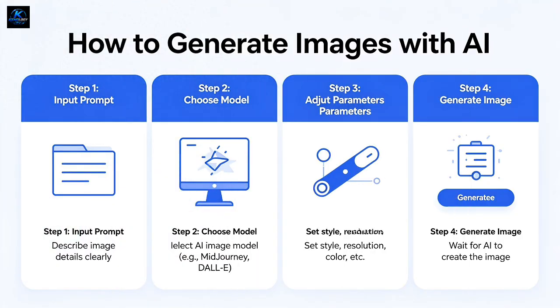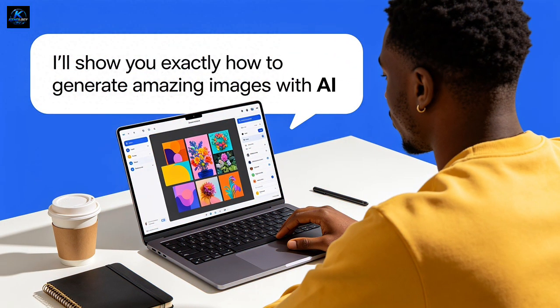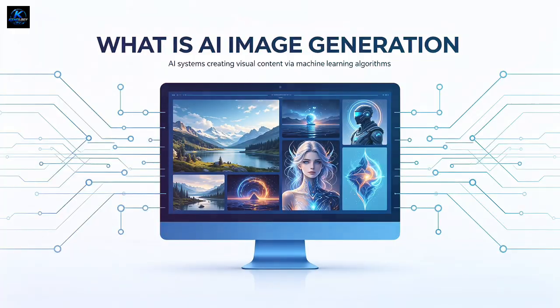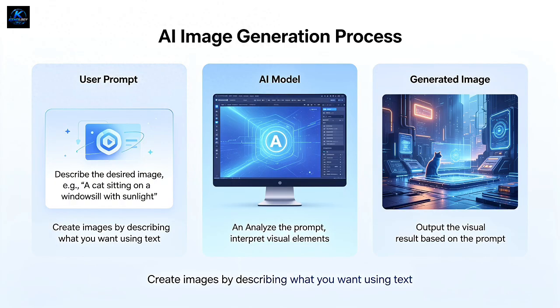How to generate images with AI. In today's video, I'll show you exactly how to generate amazing images with AI, even if you've never used an AI tool before. Firstly, what is AI image generation? AI image generation is the process of creating images simply by describing what you want using text. The more detailed your description, the better the result.